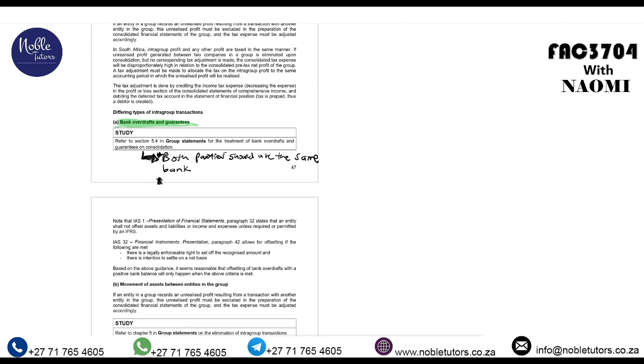Then the second condition is we need to give permission. Permission must be given to the bank. We need to go to the bank and give permission for the bank to do that. We give permission to offset in the bank, only if we are both in the same bank. And when we're in the same bank, either the subsidiary or the parent can say, I am willing to offset my positive bank balance with a negative bank balance of my subsidiary or my parent, vice versa.